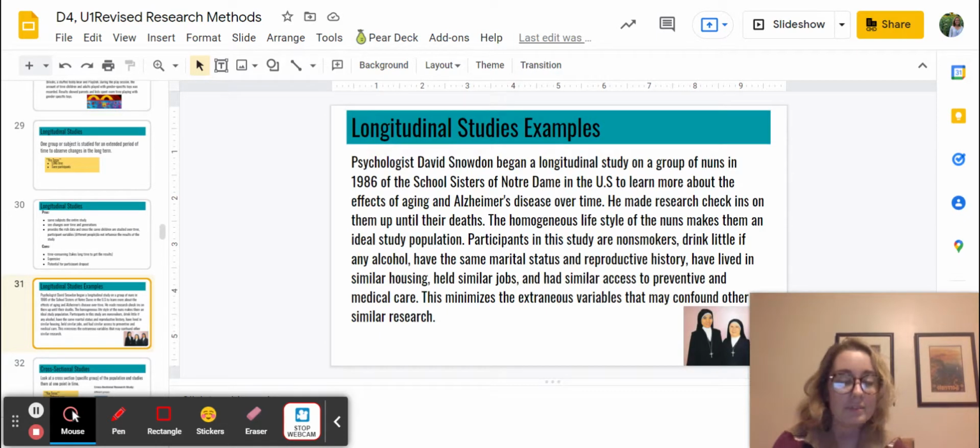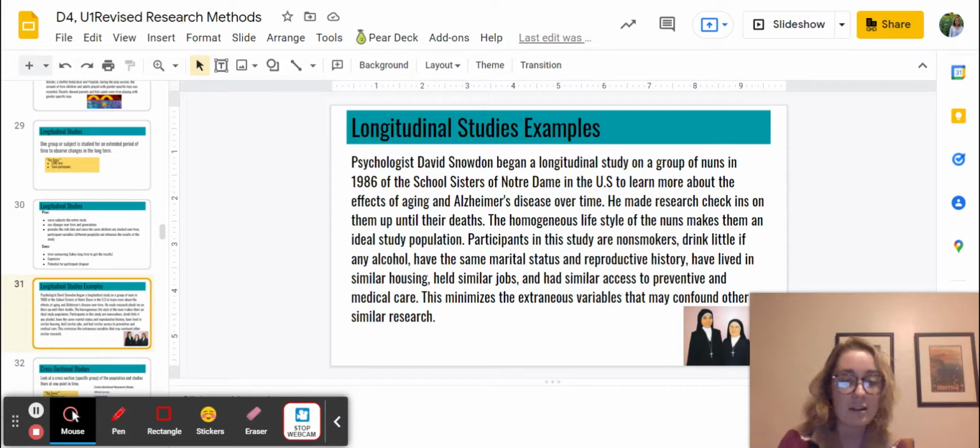So here's an example. We got a study on nuns. Dr. David Snowden did a longitudinal study on a group of nuns in 1986 at the School Sisters of Notre Dame in the U.S. to learn more about the effects of aging and Alzheimer's. He made research check-ins on them up until their deaths.